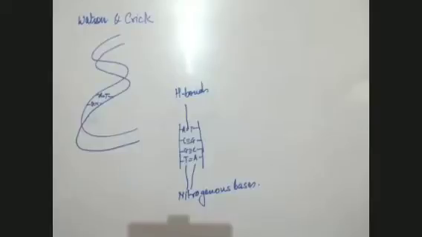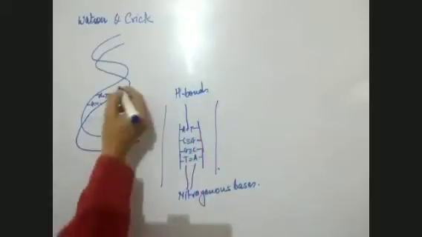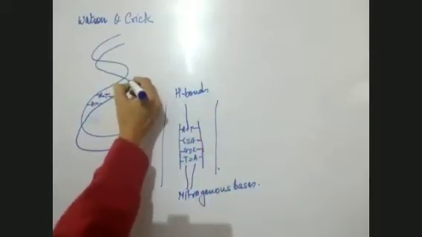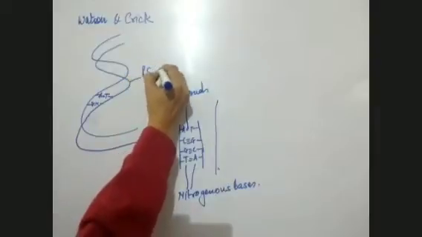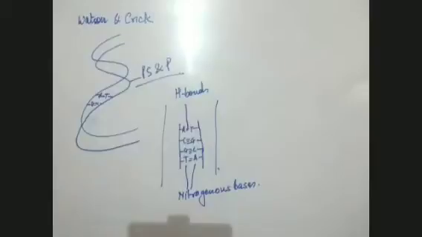Now, what forms the backbone, the outer or peripheral side of the DNA molecule? The peripheral side is formed by pentose sugar and phosphate, whereas the central core is formed by nitrogenous bases. So this is the first structure which was given by Watson and Crick, and they were awarded the Nobel Prize for this. Now I'm going to tell you the detailed structure of the DNA molecule.